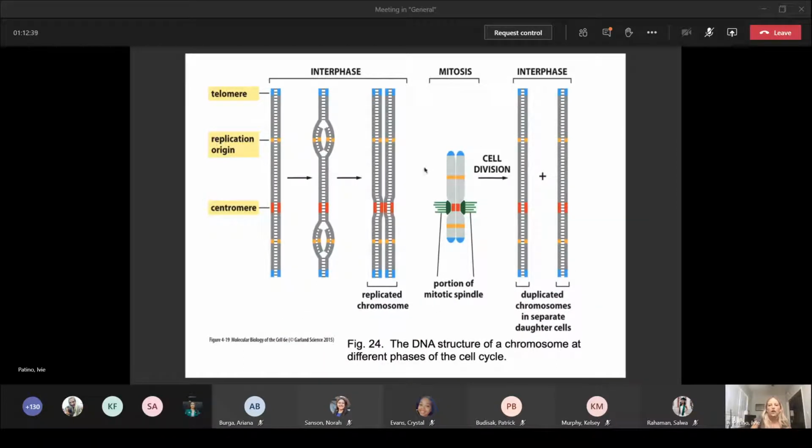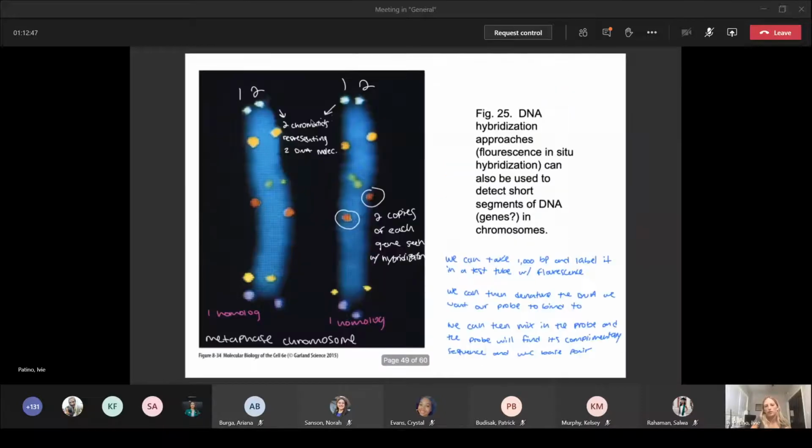Okay, we've seen this slide a few times. So we talked about our replication origin. Now we're going to go into our telomeres. But first, he wants to talk to you about hybridization. This is similar to what we learned during lecture 1 when we talked about probing that DNA. So you could take like 1,000 base pairs and label it with fluorescence, and then denature the DNA that you want to tag.